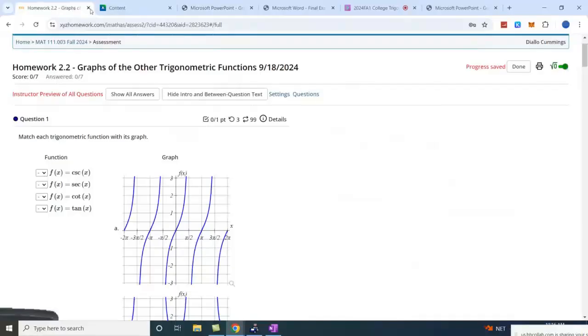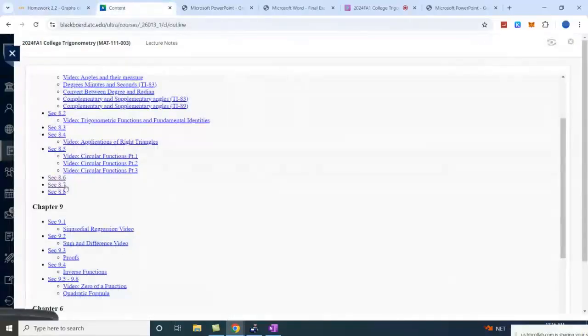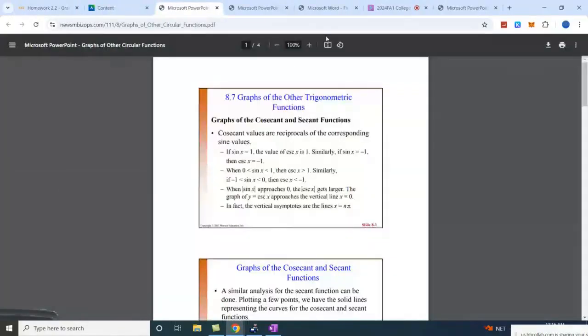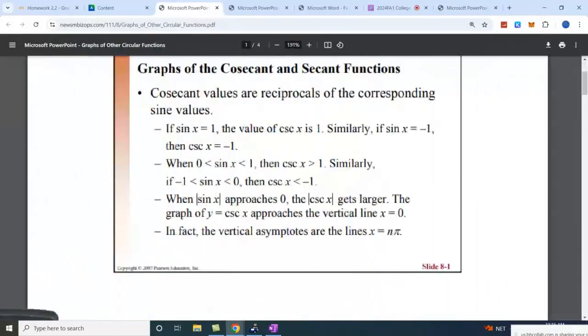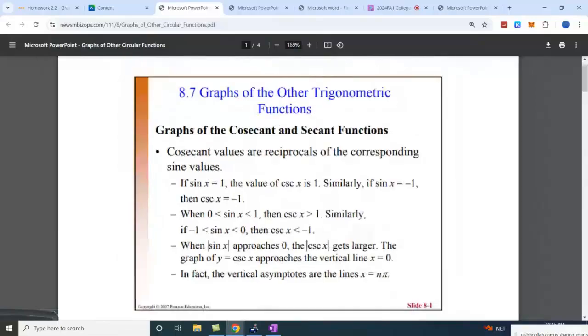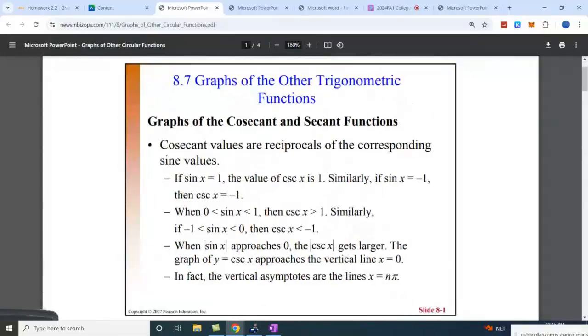Today, I'm going to take a look at 8.7, which is similar to our module 2.2. We take a look at the other trig functions. As I alluded to in the last class, the sine and cosine are continuous functions. That means you can put your pencil on the graph and trace the entire graph without removing the pencil from the paper. The other 4 functions are discontinuous.